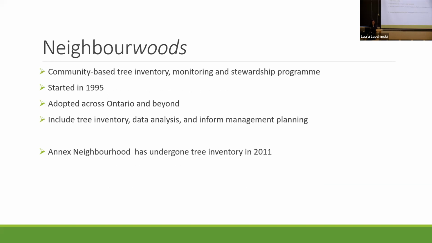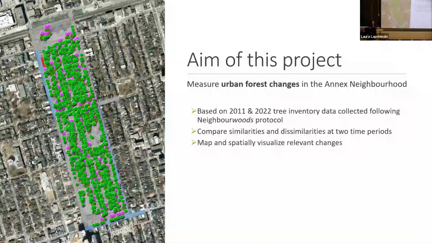During the data collection process, a community-based tree inventory monitoring and stewardship program called Neighborhoods was utilized. The program was started 27 years ago in 1995, and it is widely adopted not just across Ontario, but also in other places. It is responsible for conducting tree inventory, data analysis, and informed management planning based on the findings. Overall, this project aims at measuring the urban forest changes in the Annex neighborhood based on the 2011 and 2022 tree inventory data collected following the Neighborhoods protocol. Both time periods' data will be compared to find out any similarities or dissimilarities, and these relevant changes will be mapped and spatially visualized for easy interpretation.